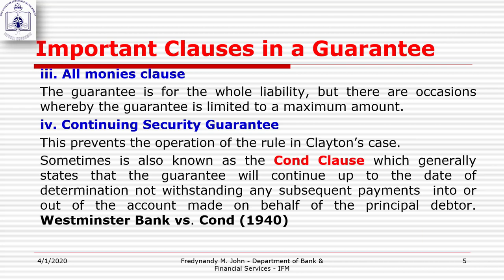Continuing security is there to prevent the operation of the rule in Clayton's case, and you can simply call this the con clause. What does it mean? This clause ensures that the guarantee covers the outstanding balance at any time and not the specific sum so advanced.